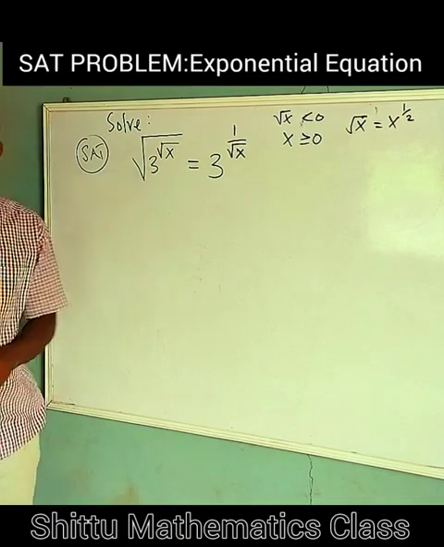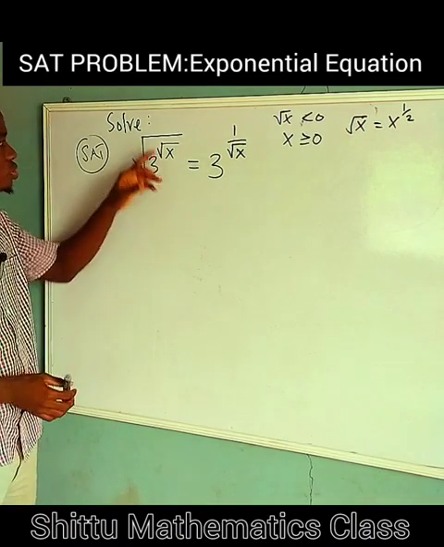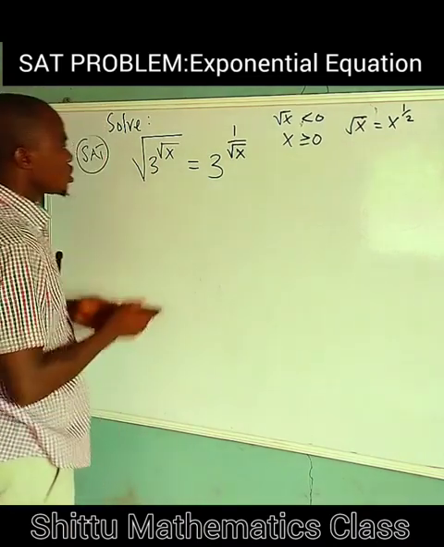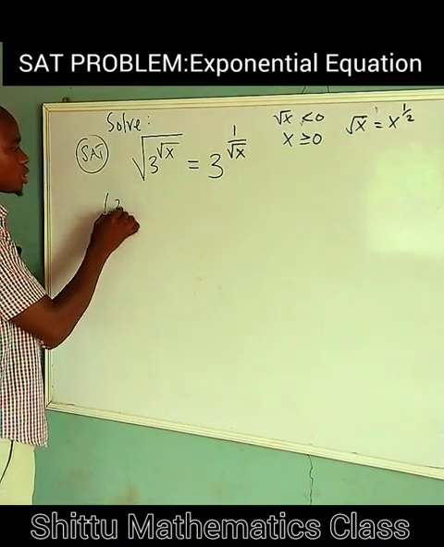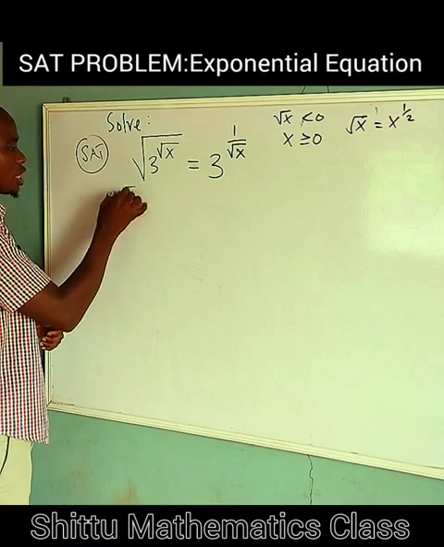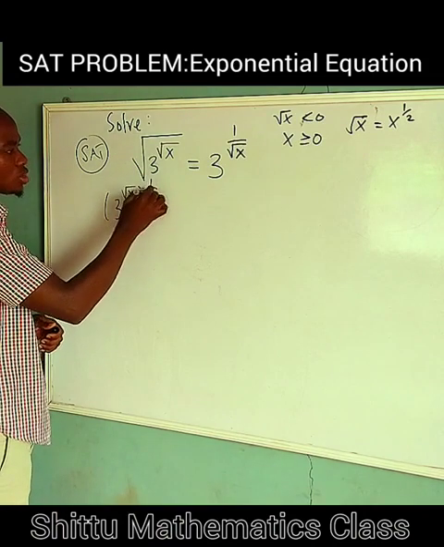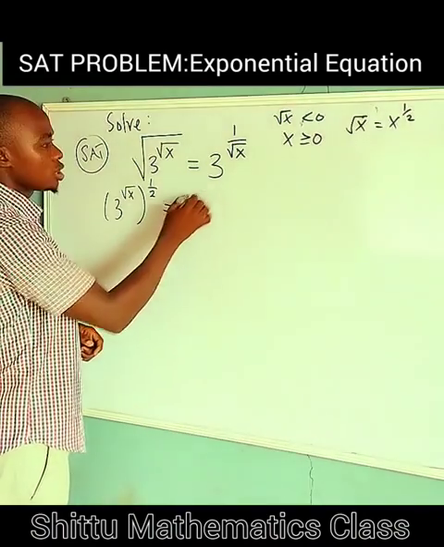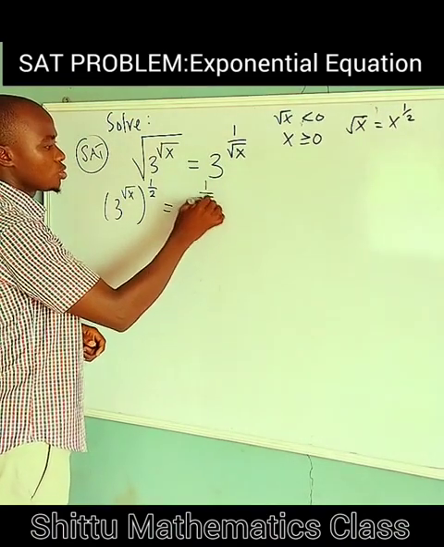So now we have these giant roots, and we want to change them to this nature. This is going to be 3 to the root x. Then this giant root will turn to the power 1 over 2, then equals 3 to the 1 over root x.